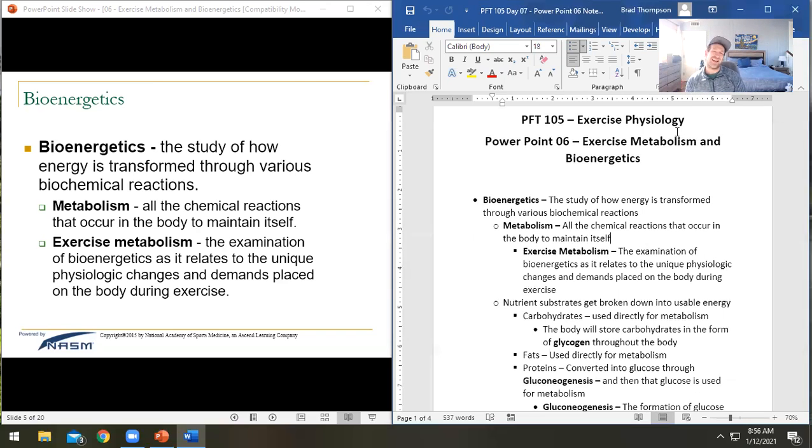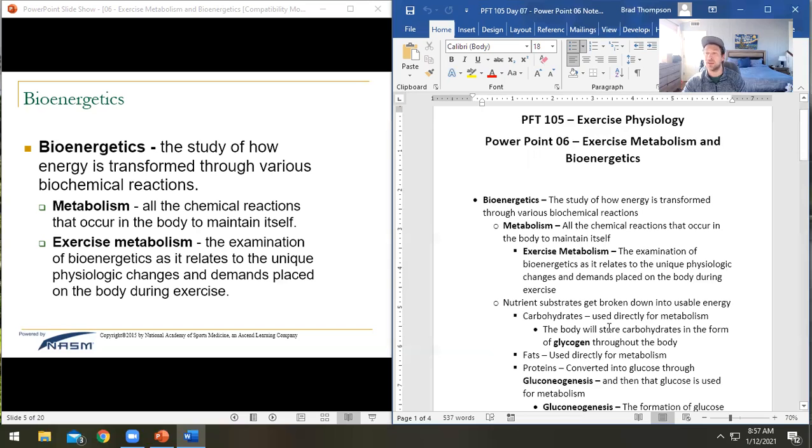So what are bioenergetics? Bioenergetics, like biology or physiology, is a branch of science. It's the study of how energy is transformed through various biomechanical means. So basically, when we talk about bioenergetics, we are discussing how you can take in food and convert it to energy, or maybe you take in an excess of food and it gets converted into fat, which is really just stored energy at the end of the day.